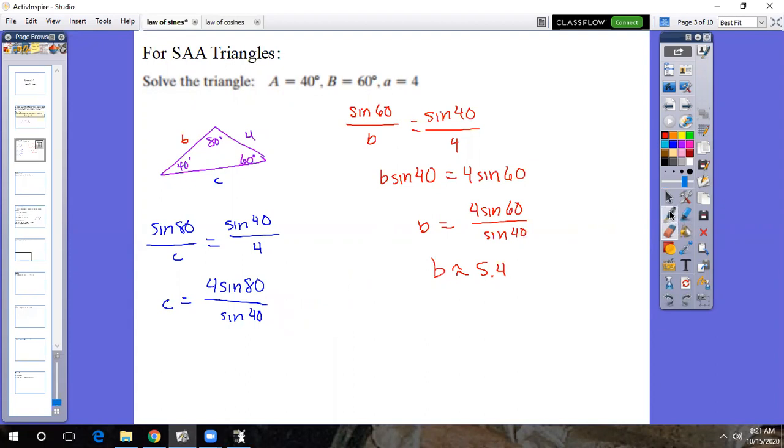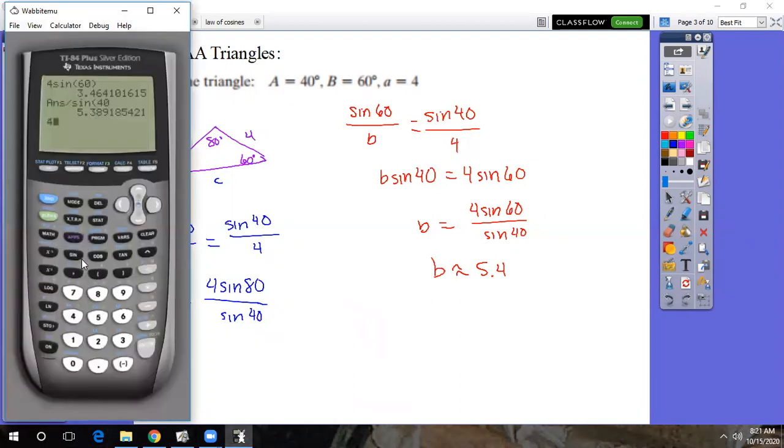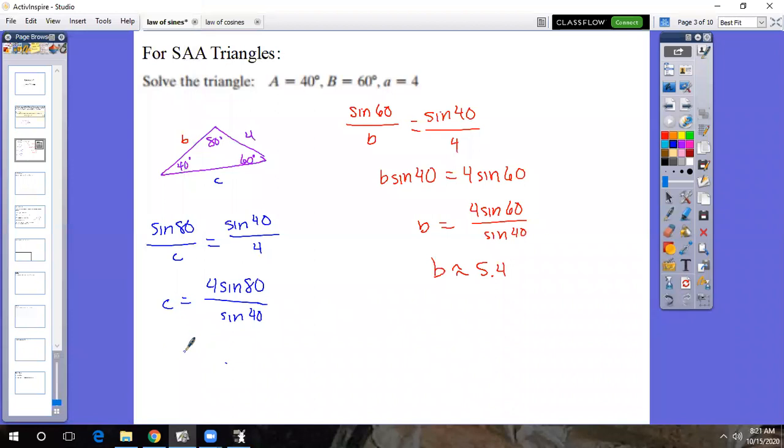If you do that, you have violated the order of operations. You're supposed to take sine of 80 before you do anything else with it because that will output a number. All right, so I'm going to grab my calculator. I'm going to do 4 sine of 80, and then divide that by sine of 40. I really should use parentheses to denote the numerator and denominator, but your calculator is going to go in the order you write it in. So it's going to multiply 4 by sine of 80 first, and then divide by sine of 40. And my answer is about 6.1. So C is approximately equal to 6.1.